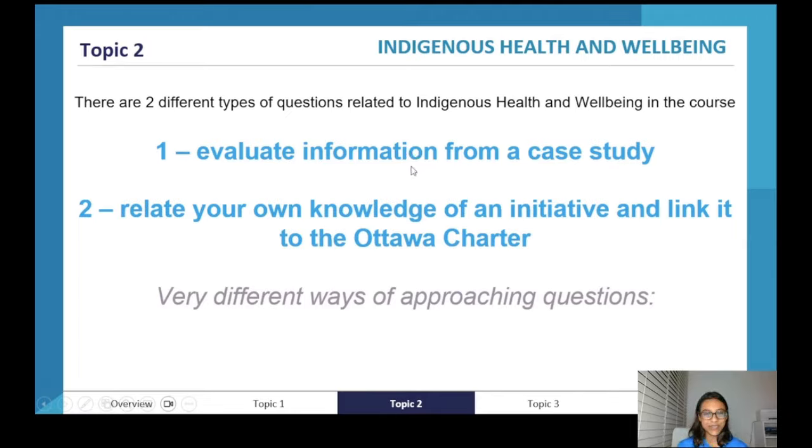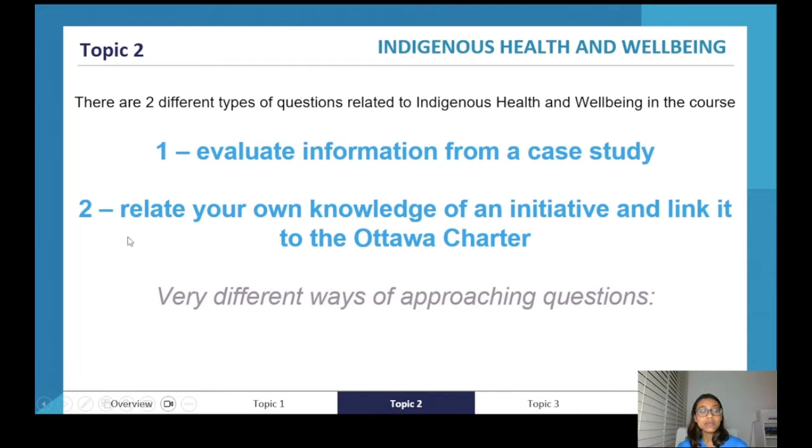So very enjoyable. We've got the two different types of questions relating to Indigenous health and well-being. That's another point from the study design: initiatives that relate to promoting Indigenous health and well-being. One, evaluate information from a case study. They'll give you a couple of paragraphs about a health initiative, and you need to link it to whatever the question asks, or evaluate it rather, to see the positives and negatives of that case study, initiative and program.